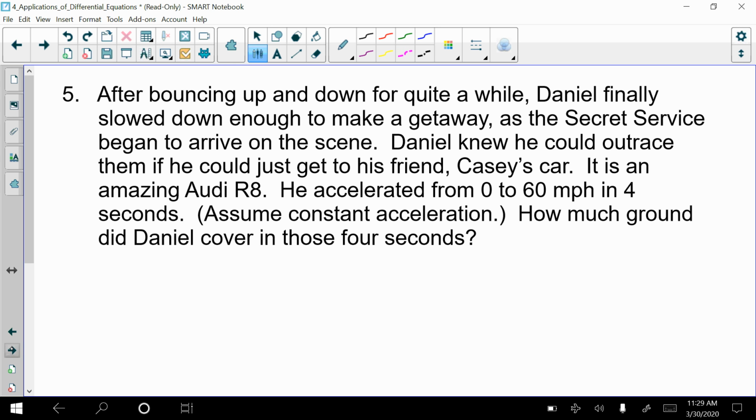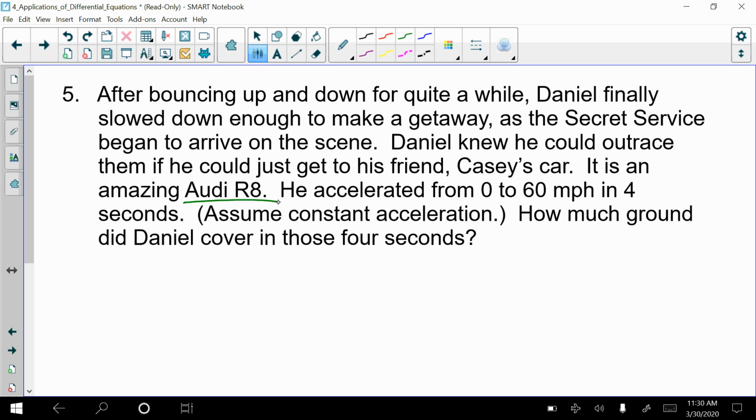So he bounced up and down for a little bit, and he finally slowed down enough to make a getaway. Secret Service is closing in, and he knows he doesn't want to get arrested because he was being silly. But anyway, Daniel knew that he could outrace them if he could get to his friend's car. So he's just really showing good judgment here. But the friend's car is a nice, fast car, and it tells us they accelerated from 0 to 60 miles per hour in 4 seconds, assuming constant acceleration. So how much ground did they cover in those 4 seconds?